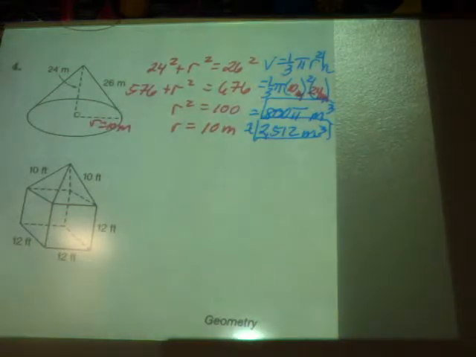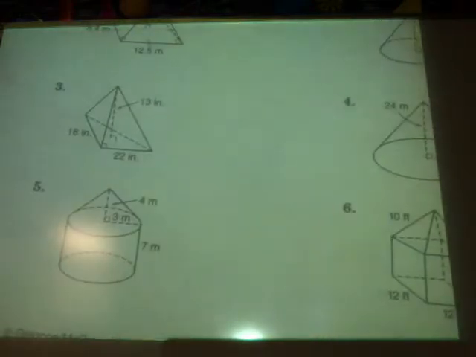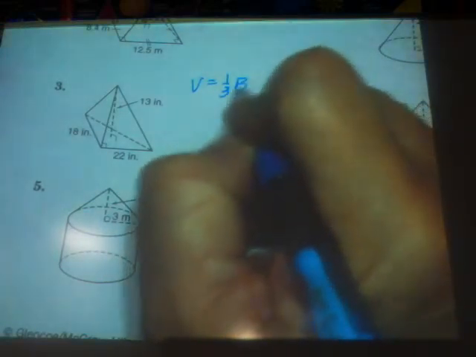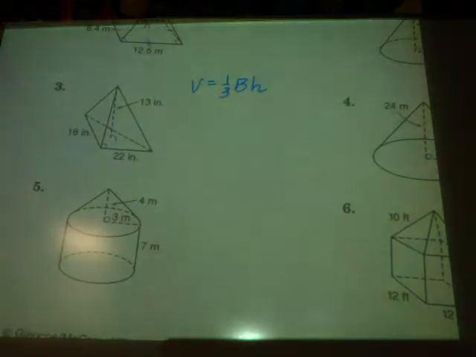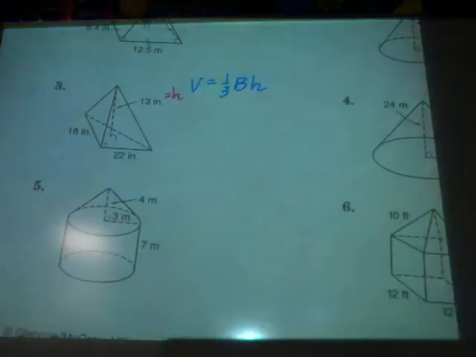Then I'd like to do 3 with you. What kind of a thing is that? Number 3. Triangular pyramid. So the volume formula for a pyramid is 1/3 big B H. So we've got to find big B and H. Did they give us H? Yeah, this is our H. So thankfully that's done.